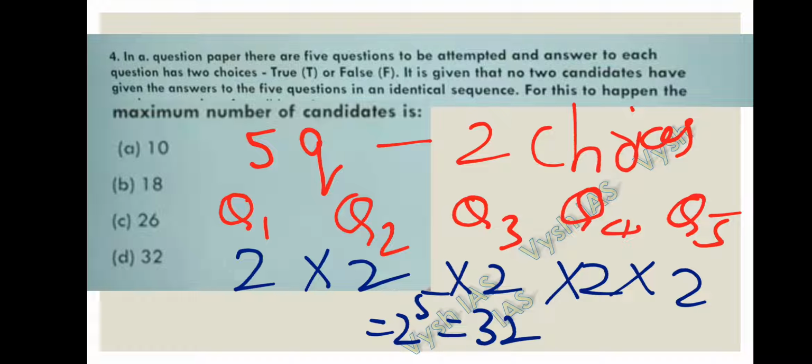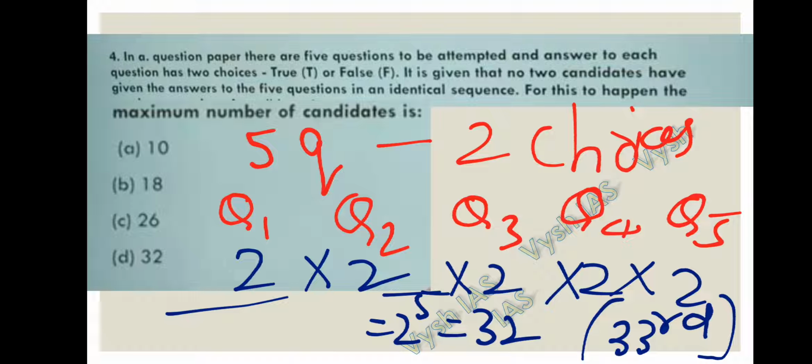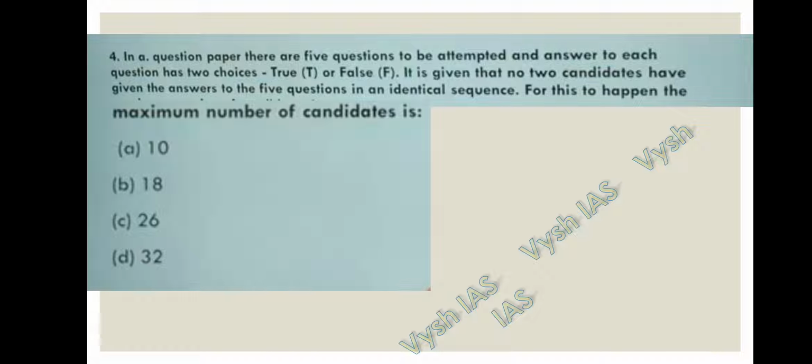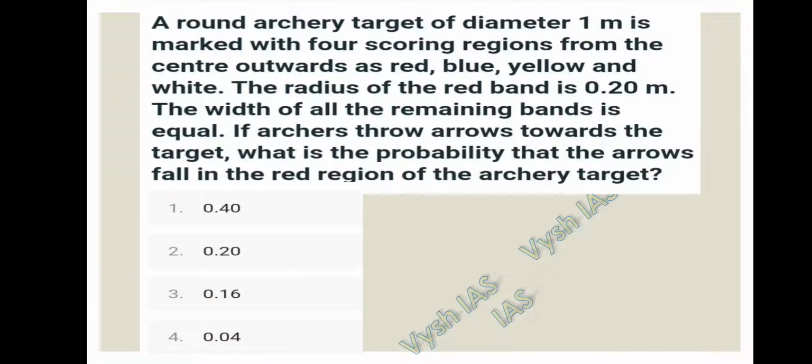But if the 33rd person is added, then the sequence repeats again. The sequence of 2 to 2 gets repeated. So 32 is the correct answer. 32 is the maximum number of candidates. So option D is correct for question number 4.